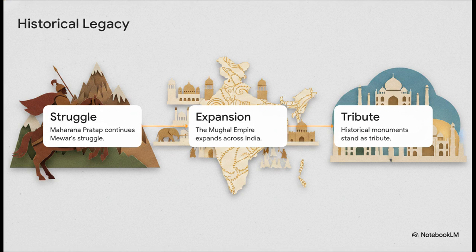Now, wrapping this all up, the film acknowledges a very complex historical reality without picking sides or declaring winners and losers. First, it notes that Maharana Pratap continues his fierce struggle for Mewar's independence in the years following Haldighati. Second, the Mughal Empire continues its vast expansion across India. And finally, we're brought to the present day, to the historical monuments that stand as silent, enduring tributes to this monumental clash.